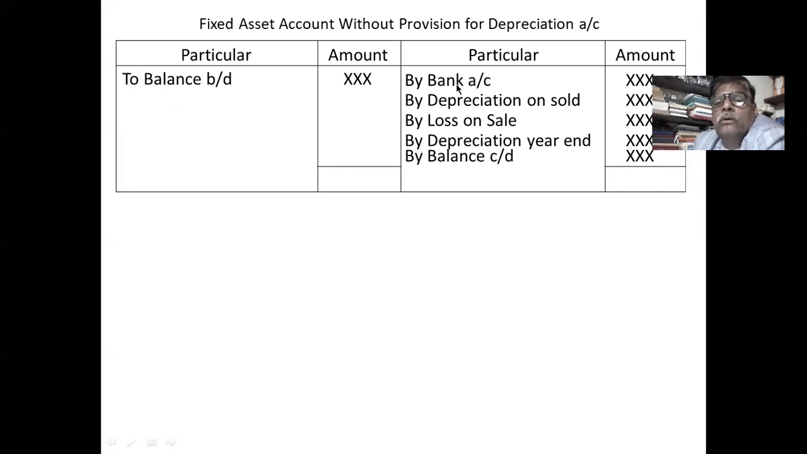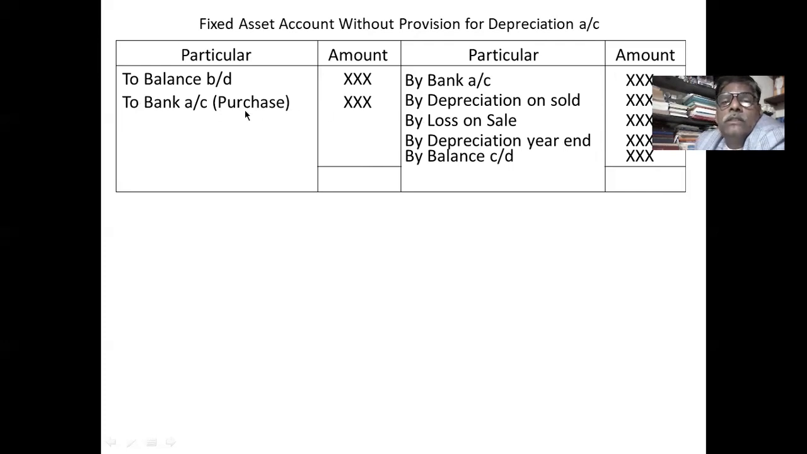What you have to do? You take the sale value of the asset, the depreciation on the sold asset, and calculate the profit or loss. Profit comes on the debit side, loss comes on the credit side. Then whatever total depreciation charge at the end of the year you take, and the total of the credit side is completed. Take the total of the account, and whatever difference comes on the debit side is called to bank.